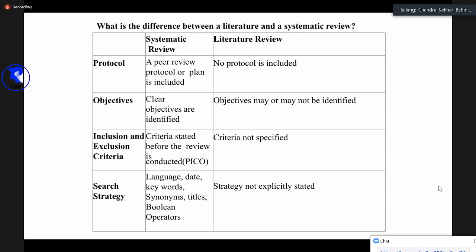The search strategy involves language, date, keywords, synonyms, titles, or Boolean operators, basically AND and OR. This strategy is not explicitly stated in the case of a traditional review.